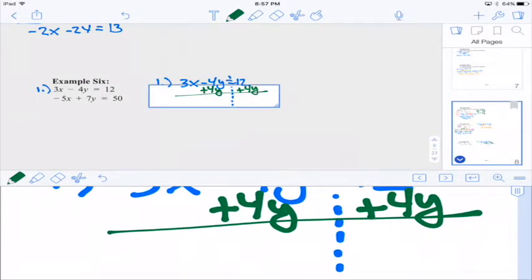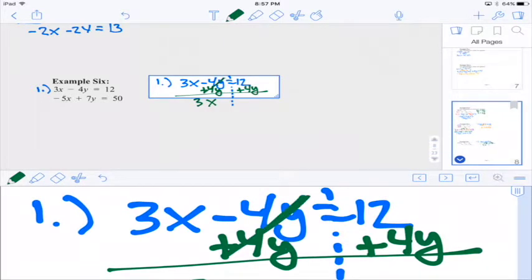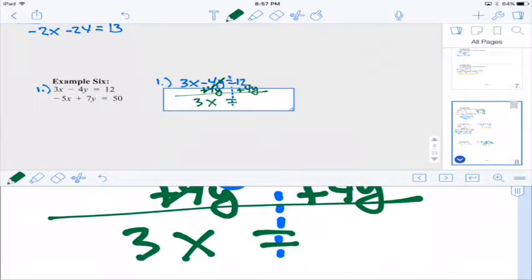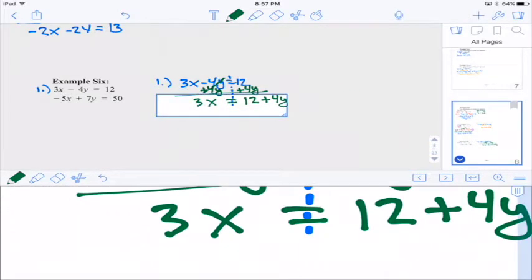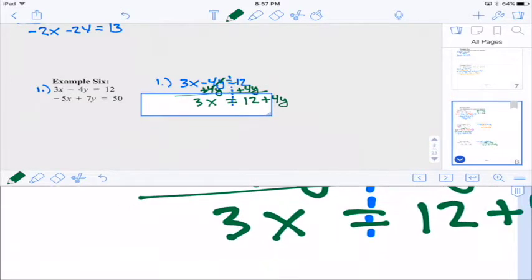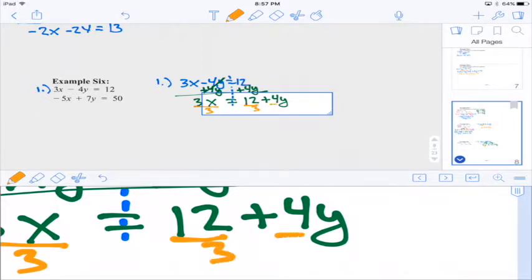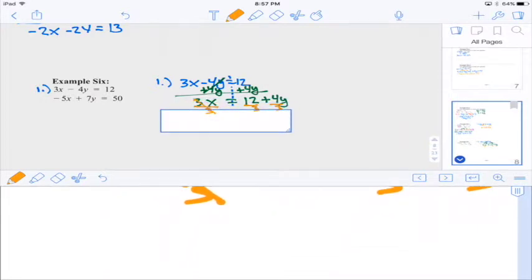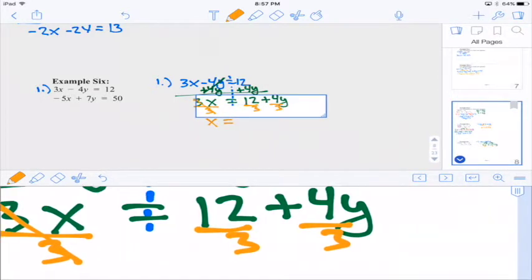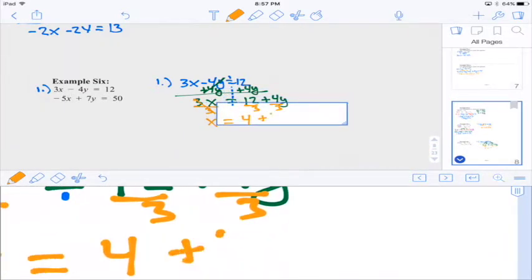So 3x, negative 4y plus 4y cancels, equals 12 plus 4y. Those are not like terms, so I can't put them together. And then to get x by itself, all I need to do is divide this by 3. So I'm going to divide this side by 3, which means I'm going to divide everything on this side by 3. So 3 divided by 3 is 1, so 1x equals 12 divided by 3 is 4, 4 divided by 3 doesn't simplify, so I'm going to leave it as 4/3.